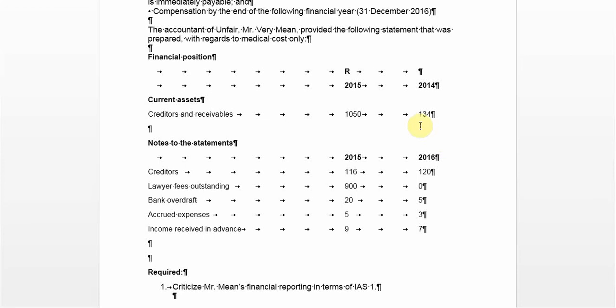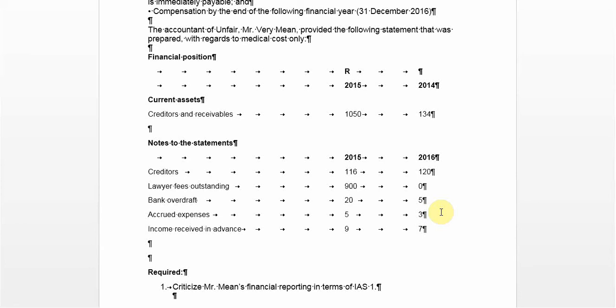Now, if we go to the notes to the financial statements, again, we have a problem here with the heading. You cannot just say notes to the financial statements. We must have the entity name. It must be dated. We must have a proper title to say notes to the financial statements for the year ended, with the date. So this heading is not correct. Then you will see that there's 2015, and then in the next column there's actually 2016. So this cannot be correct, because we must have the current year and previous year. You cannot have the next year's information as a comparative. It must be the previous year.